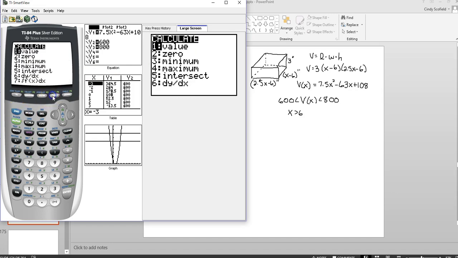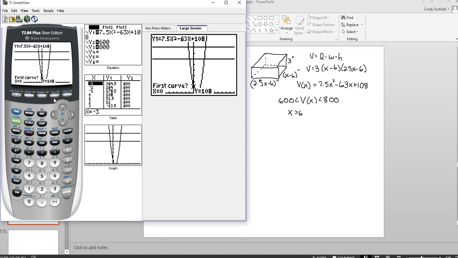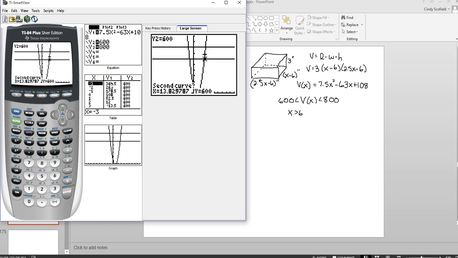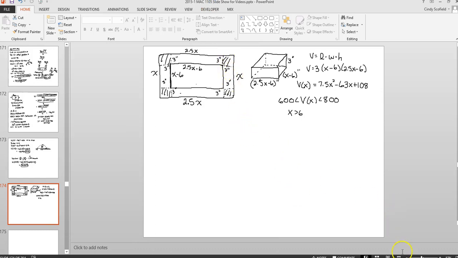So let's go to second calc. Let's do number 5. Right now, the cursor's on the parabola, hit enter. Cursor's on that line, hit enter. An x value of 13.3. Then do it again. Second calc, intersect is number 5. It's on the parabola. I need it on the other line, so I'll use my up and down arrows. Enter, enter, and it's 14.7. Okay, so that's what you're looking at there.